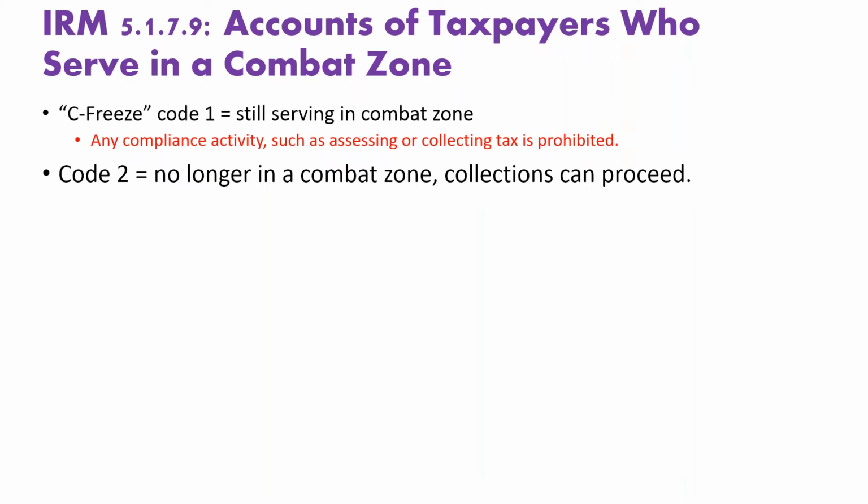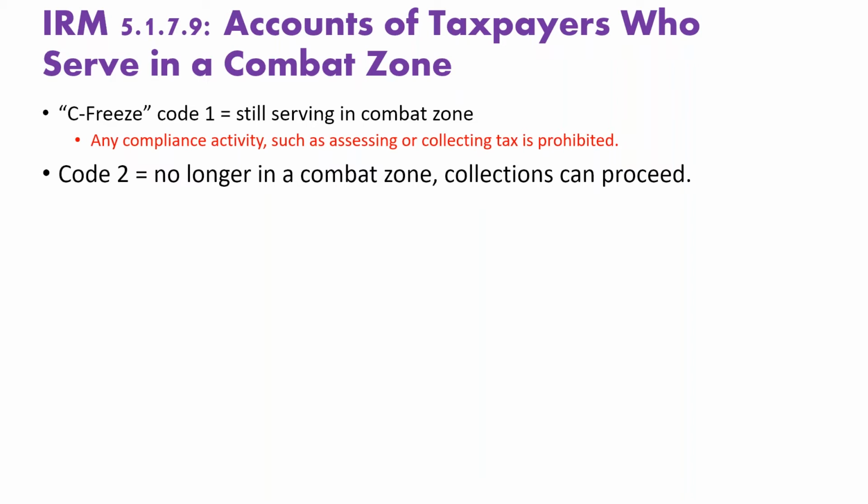What you're going to look for in a transcript in the far left-hand column is a transaction code of 500, TC 500. What we want to see for service members that are located in a combat zone or in another area that we'll define here in a little bit is a code 1, meaning that they're still serving in an active combat zone. What this does is it locks the computer systems, the IRS, from entering new assessments or putting them into any kind of enforced collection activity.